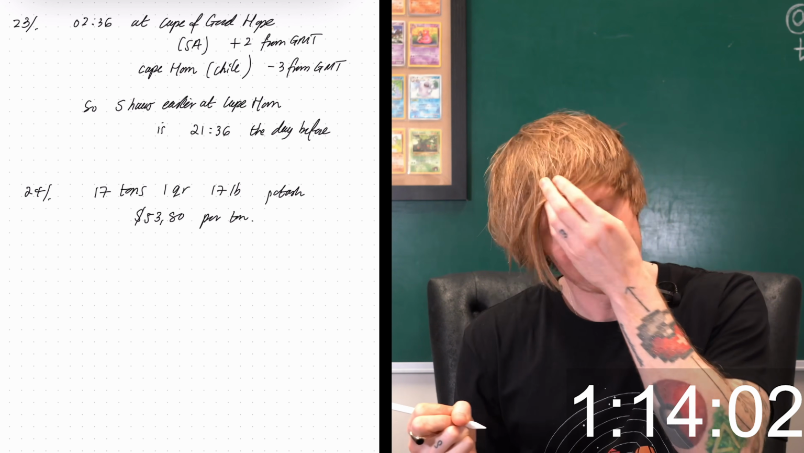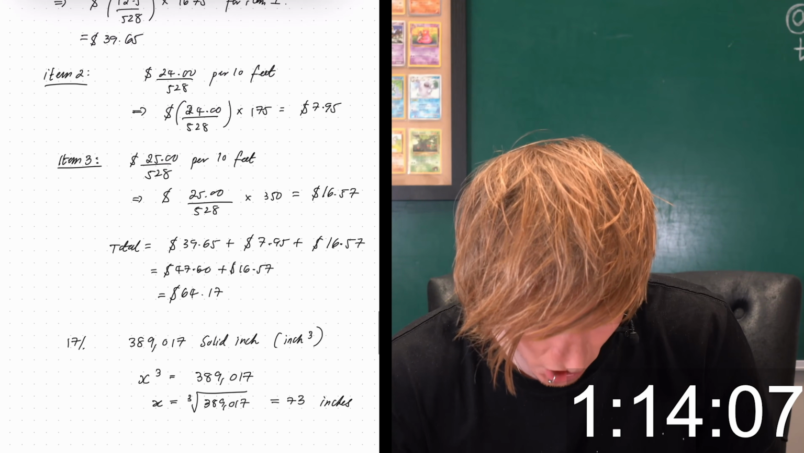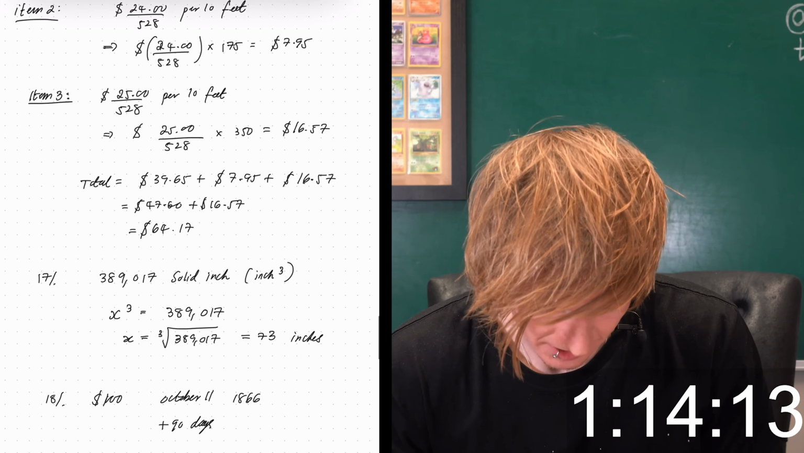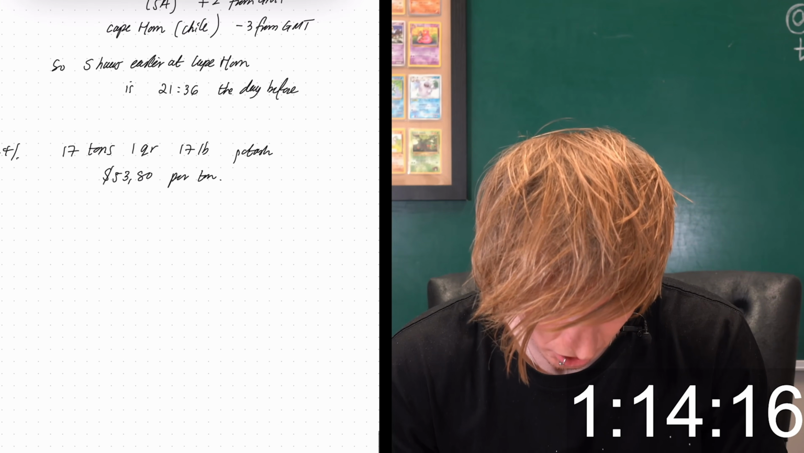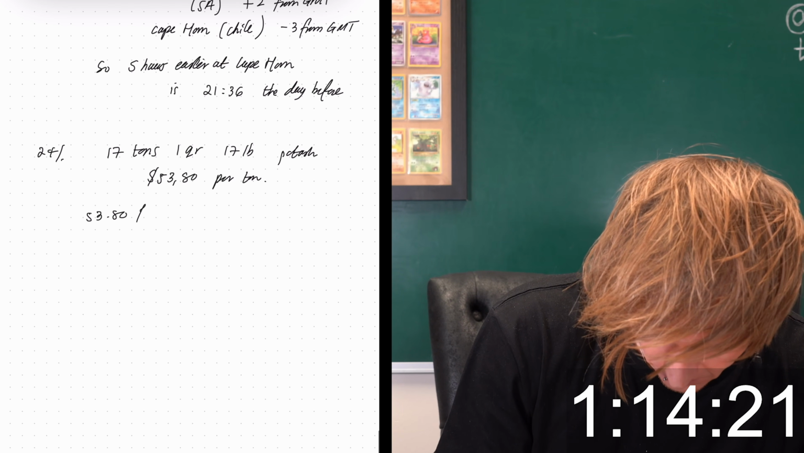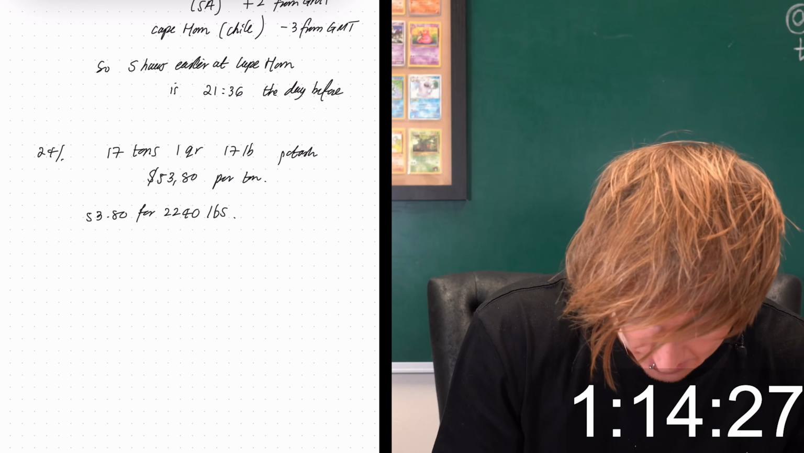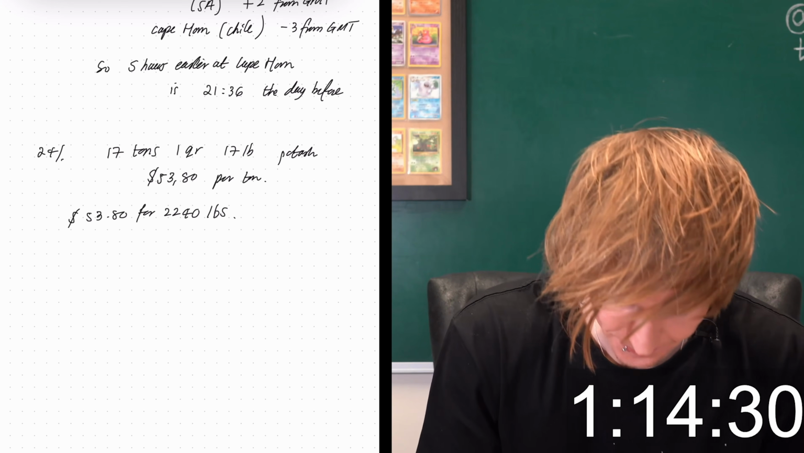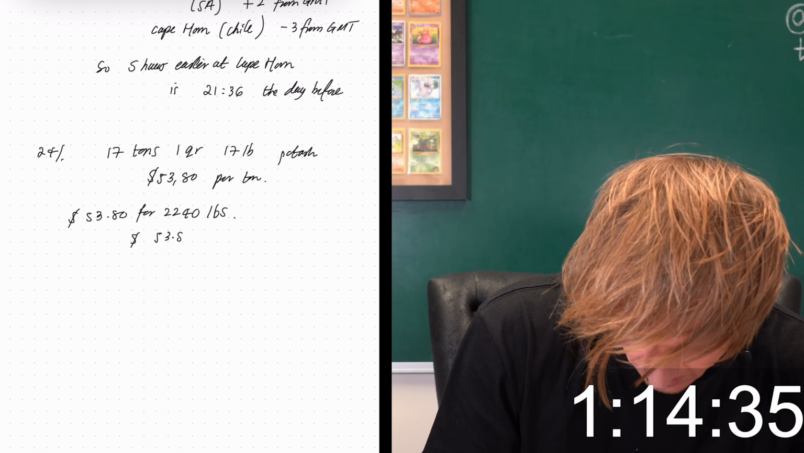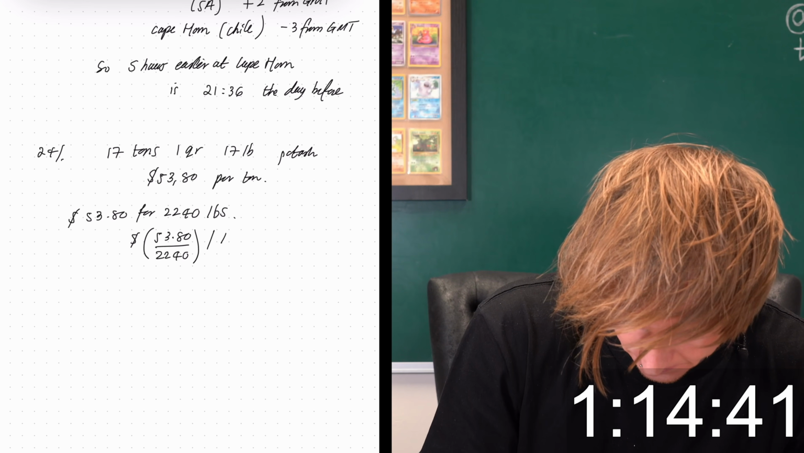Okay, so do I remember this? Well, I'm going to scroll up and find it, aren't I? For tons, we did a conversion way up here. So a ton is 2240 pounds. Yes, 2240 pounds. So that's $53.80 for 2240 pounds. So how much is £1? So that's 53.80 over 2240 dollars per pound.